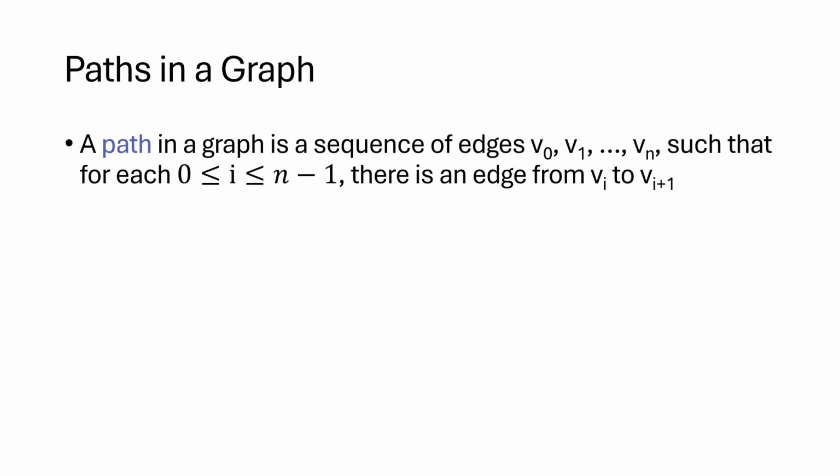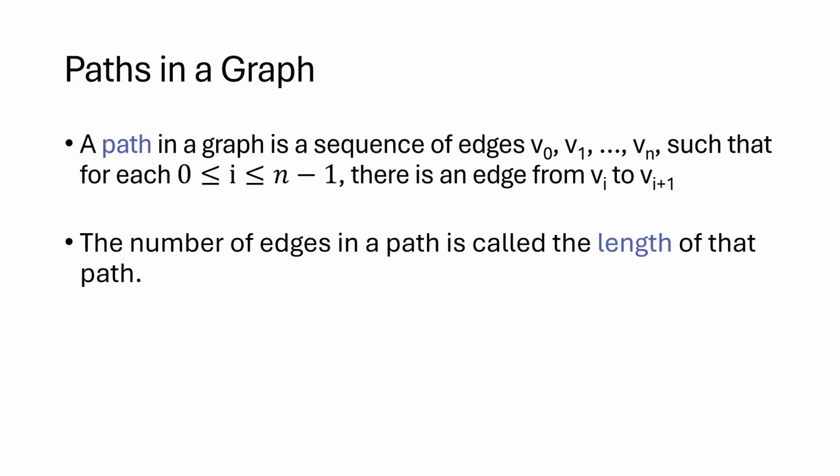A path in a graph is a sequence of vertices, v0, v1, ..., vn in this case, where for each two consecutive vertices in the sequence, there is an edge going from one to the other. So for example, in this sequence, there must be an edge going from v0 to v1, and then an edge from v1 to v2, and then another one from v2 to v3, all the way up to vn. And if that's the case, we call this a path from v0 to vn.